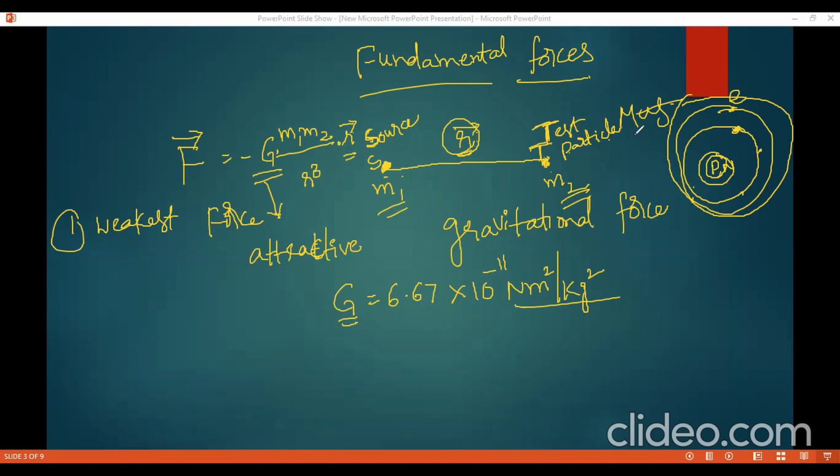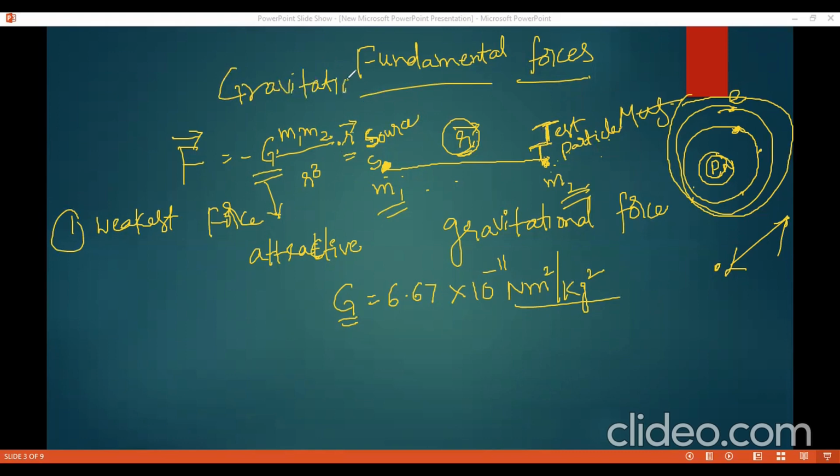It is a long range force, and it acts, as we just observed, between two particles situated at a certain distance in the universe. So you take any two particles separated by a certain distance. No doubt, between any two particles there exists a gravitational force.